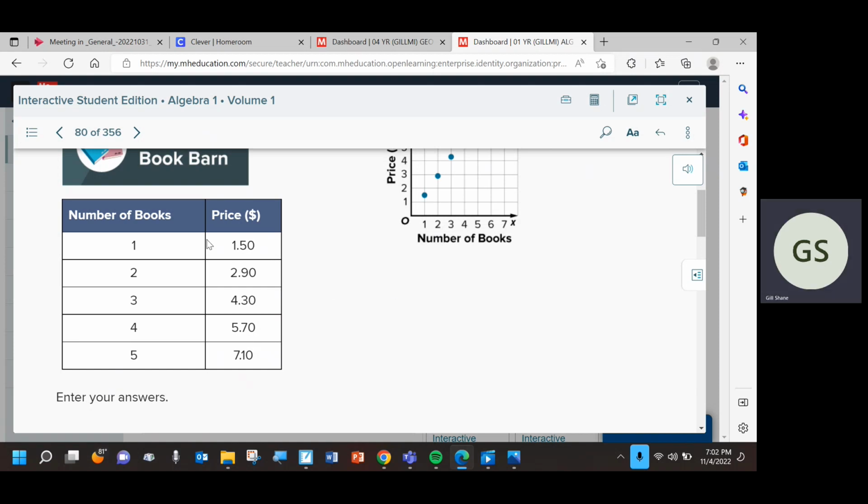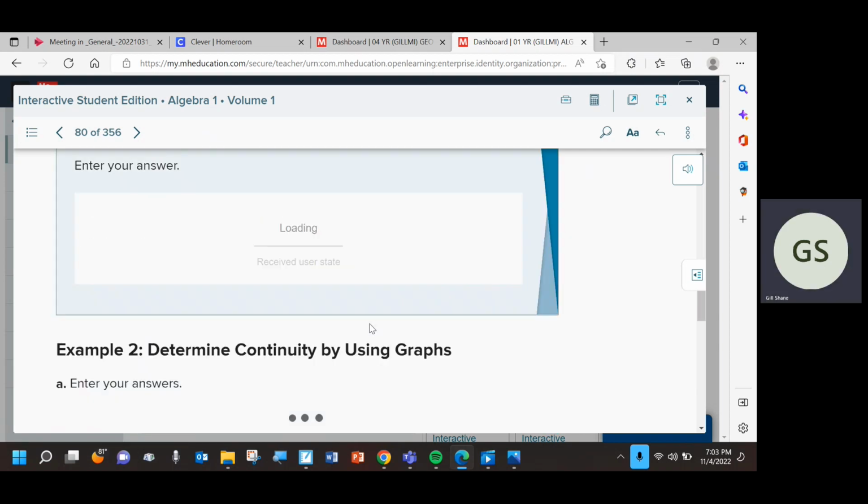But the key is the x values have got to be going up by 1 in order to do that little test to see if it's a linear function or not. We're going to do more examples of this in a minute.